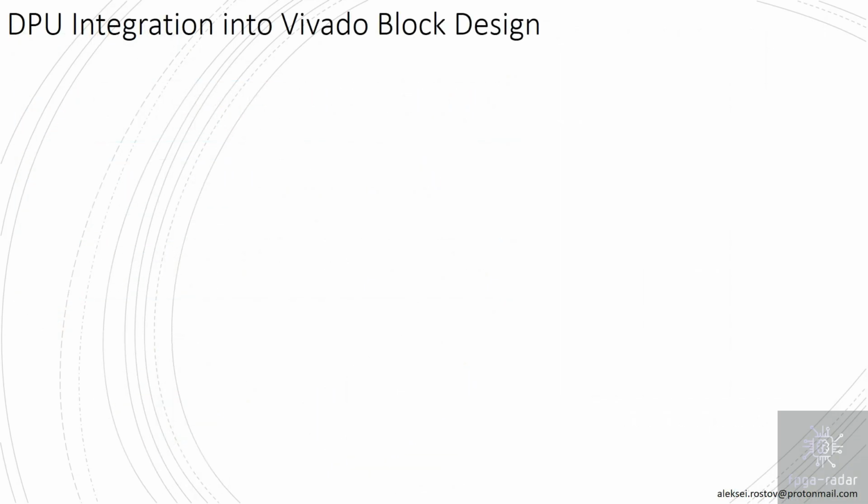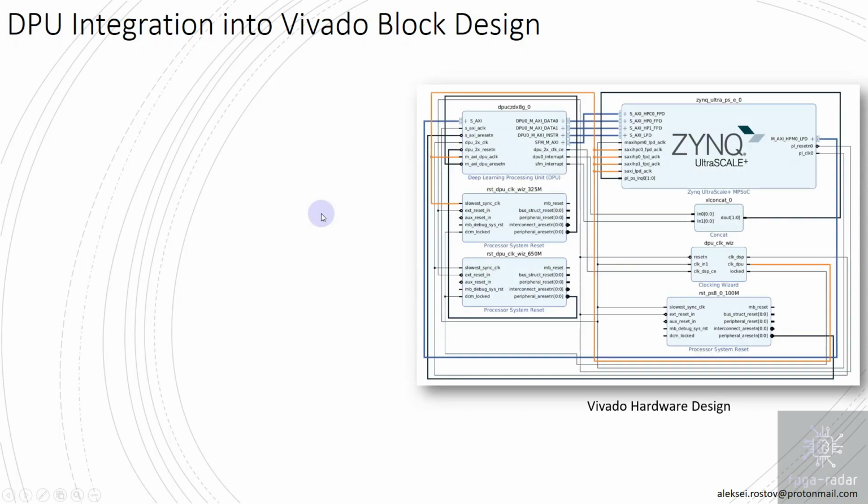So let's start with DPU integration. Here I have my block design for the setup. So this is a processing system with the DPU, deep learning processing unit, integrated, and a clock wizard.